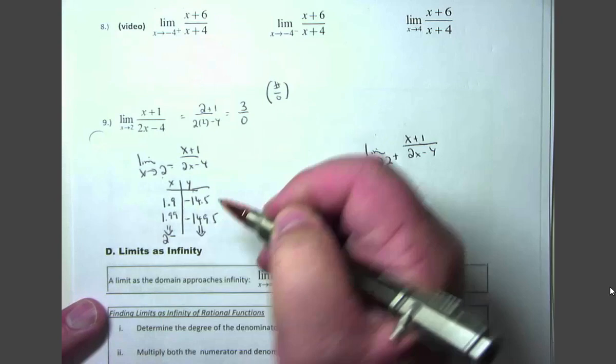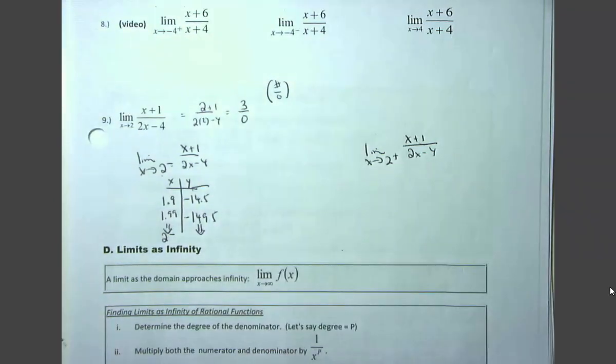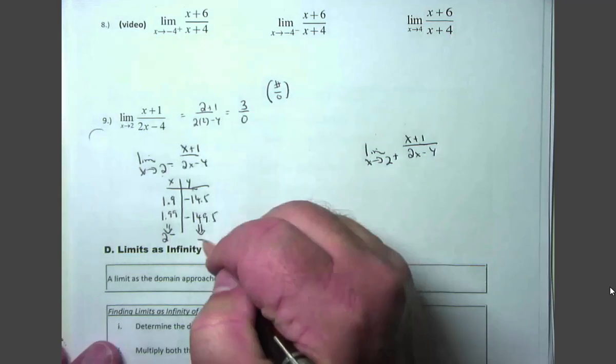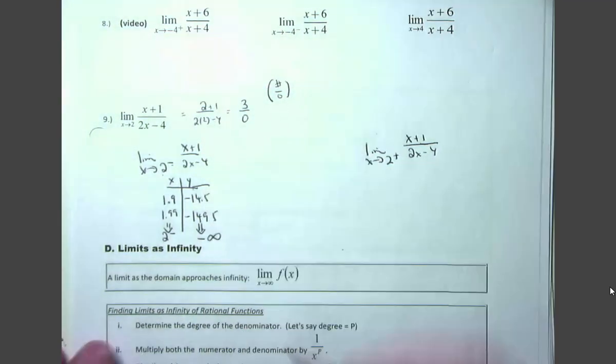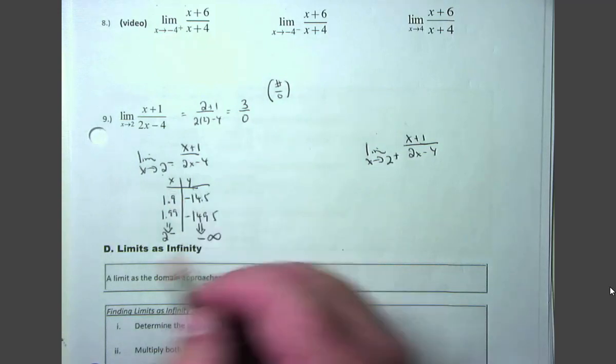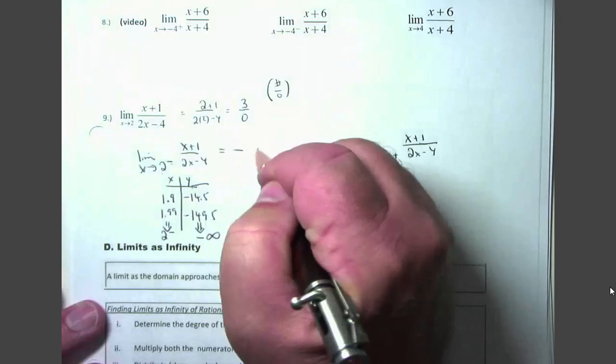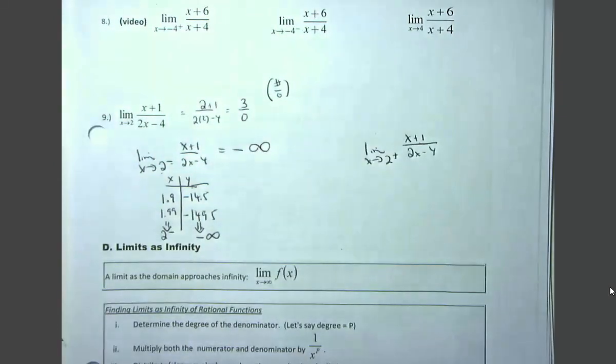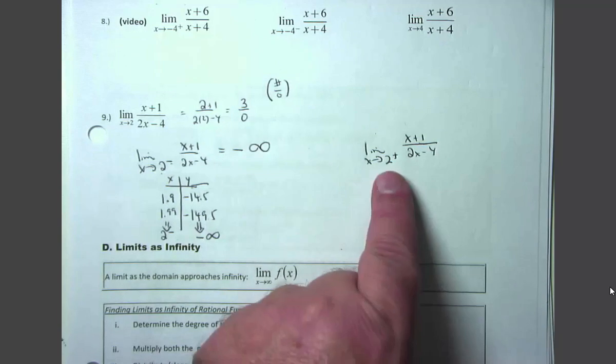What number is this one going? I'm going from negative 14 to negative 149. What's happening to it? It's going towards negative, and the numbers are getting bigger, but negative. Officially, they're getting smaller, right? Negative infinity. So I can tell you from my chart, this is equal to negative infinity. Does that make sense?